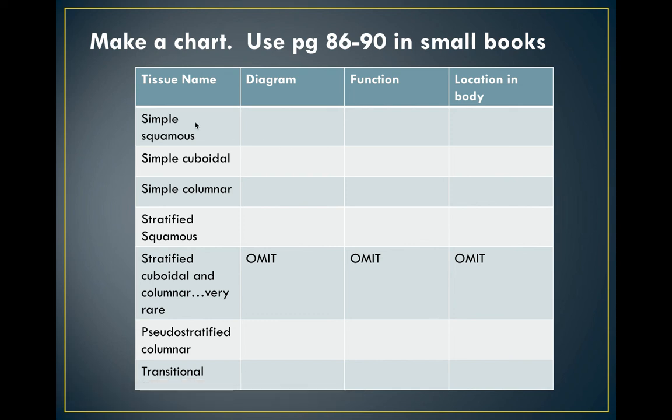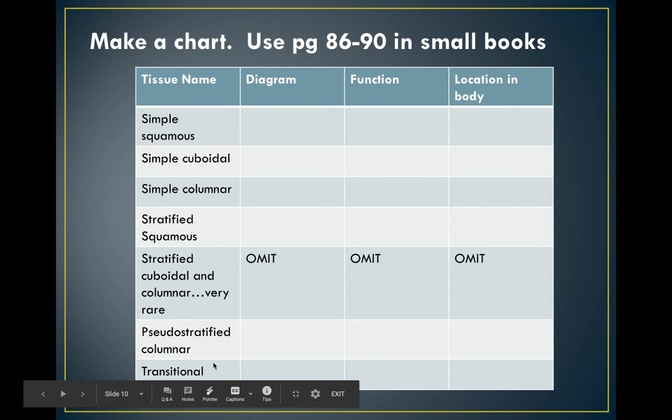You'll see familiar names: simple squamous, simple cuboidal, simple columnar, stratified squamous. Stratified cuboidal and columnar are very rare, and so we'll talk about them in class, but you're not going to actually write anything in this section of the chart, so you can write the word omit or you can just X them out. And then here are those two that really don't fit the naming pattern, but I said are interesting and we'll talk about. So add those as well. They are called pseudostratified columnar and transitional epithelial.